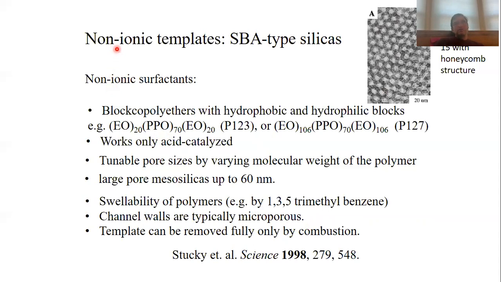So these periodic mesopore silicas that are templated by block copolymers, or many of them, are called SBA type silicas, named after Santa Barbara, University of California, Santa Barbara, where they were discovered by Galen Stucky and co-workers in the late 90s.